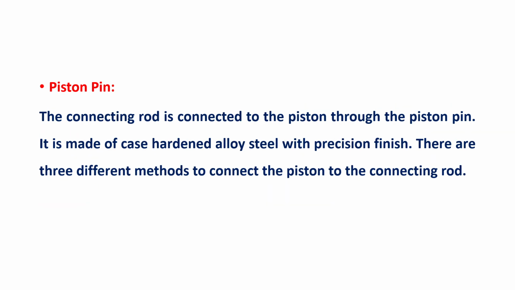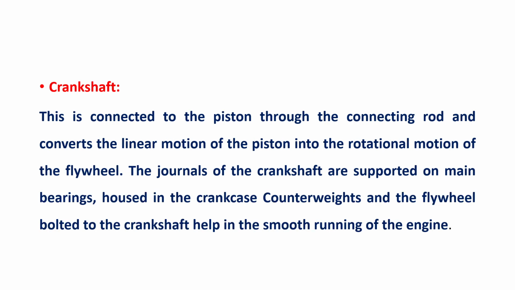Next one is the connecting rod, which is connected to the piston. It is made of cast iron, alloy steel, etc., and is used for connecting the piston to the crankshaft. Next is the crankshaft, which is connected to the piston with the help of the connecting rod. The linear movement of the piston is converted into rotational motion of the flywheel. The counterweights and the flywheel are connected. Why the counterweights? For balancing, as you learn in the balancing of rotating masses. The counterweights help in the smooth running of these IC engines. Thank you.